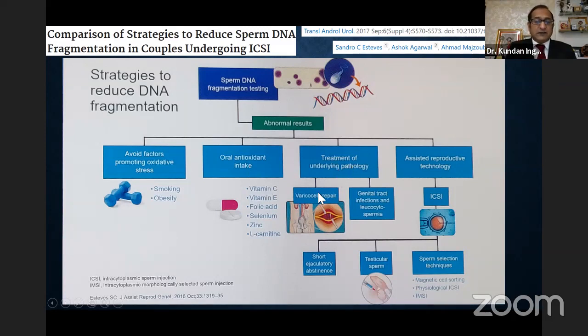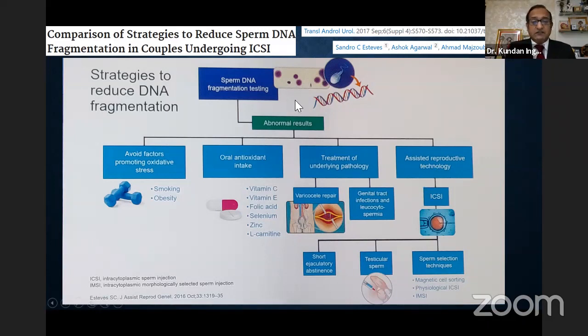Treatment of underlying pathology: a grade 3 varicocele has been found to be associated with a higher DFI, so repair of a grade 3 varicocele has shown a significant improvement in DNA fragmentation status. Also look for genital tract infections and leukocytospermia in semen analysis and treat them before doing IVF, which will help us to reduce the oxidative stress in the reproductive tract.